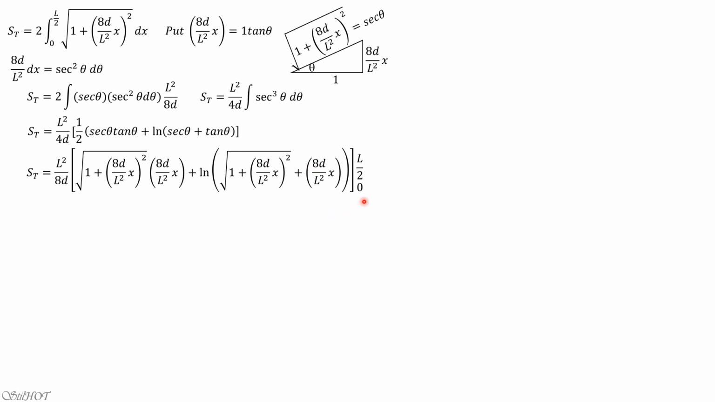So the limits are now enforced because we changed the variables back to the original. So 0 to L over 2 for a symmetrical cable. That's why we multiply the entire length by 2, because we apply this for symmetrical cables. Then when x is 0, the lower limit, let's show that it is just 0. So the whole of this is the square root of 1, but there is x here, 0, so the entire first term of the integral is 0.